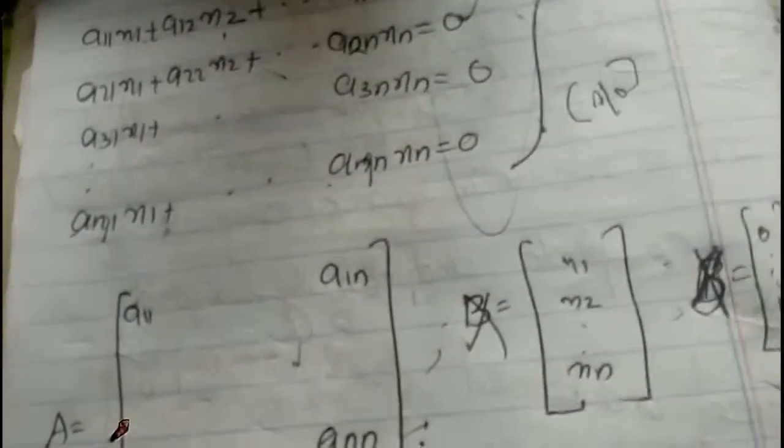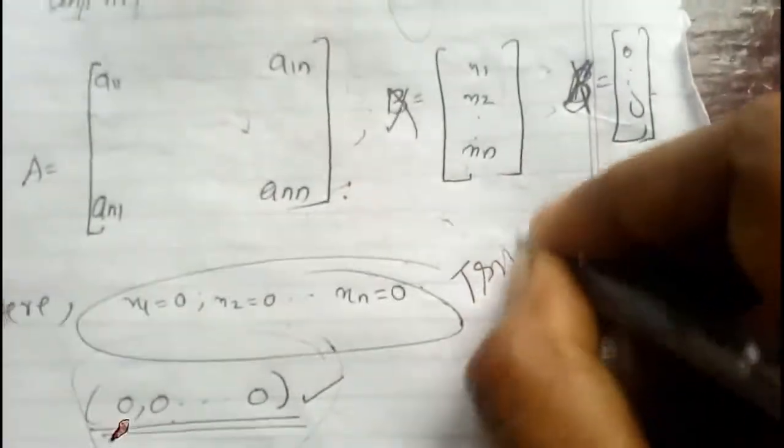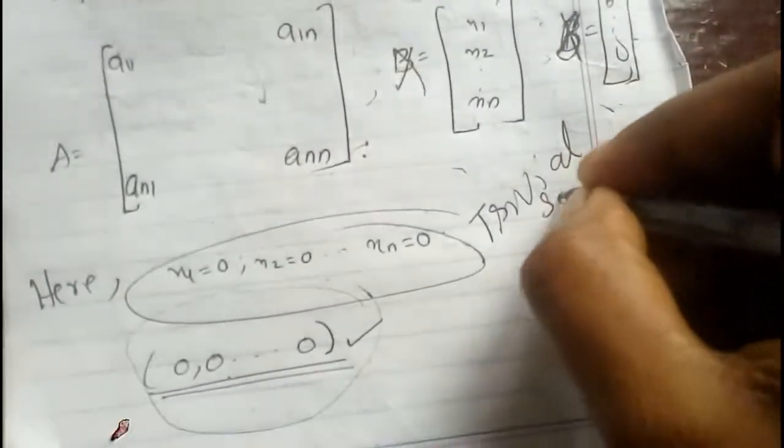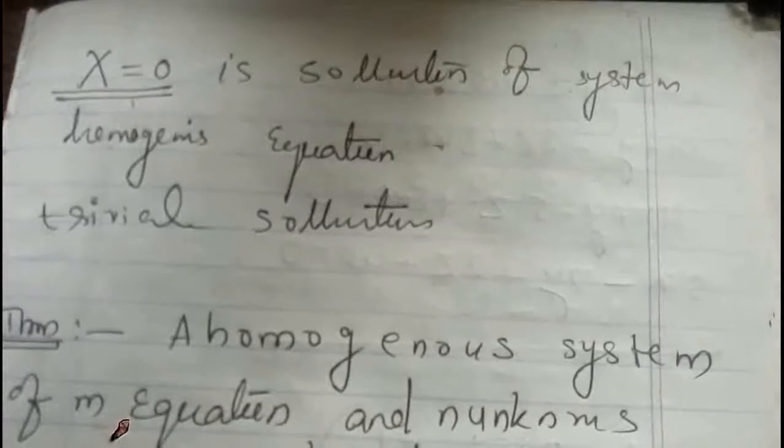This zero solution is also called the trivial solution. X equal to 0 is a solution of a system of linear homogeneous equations, which is called the trivial solution.